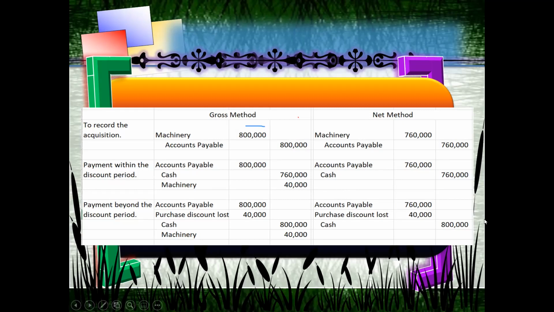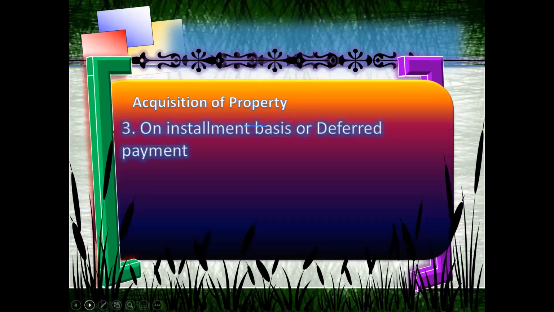So ganito yung magiging itsura ng iyong entries kapag net method at hindi inavail ang cash discount. So that is on account, no? Okay, so dito na tayo sa pangatlo.